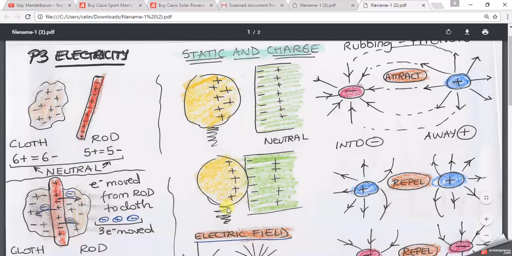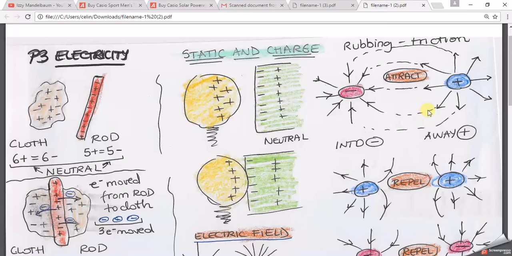Now, as the balloon moves towards the wall, the negative charges will be drawn from the wall towards the balloon, which makes the balloon be attracted to the wall. Now, any object that is charged negatively or positively will have an electric field, a field of force built around it. If we remember the experiment with the Van de Graaff, we could feel that field of force around the Van de Graaff generator.